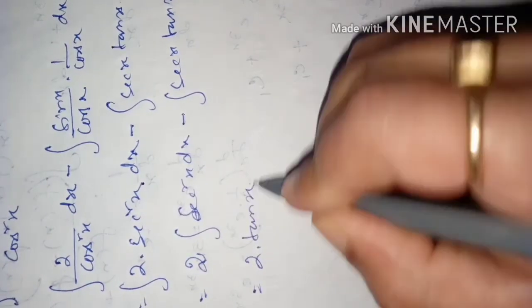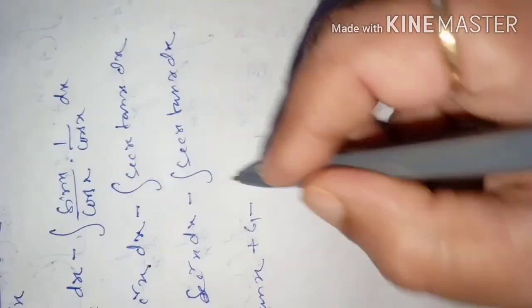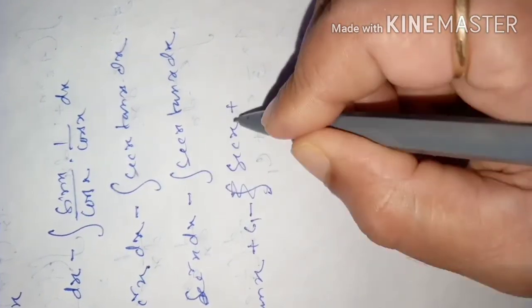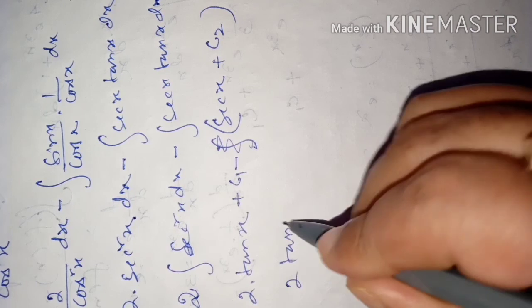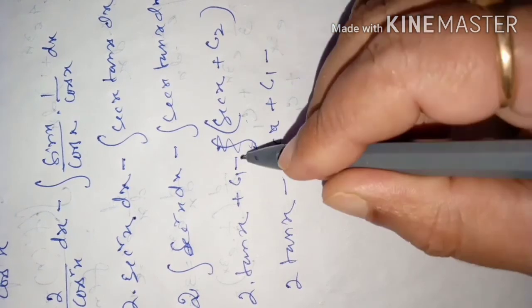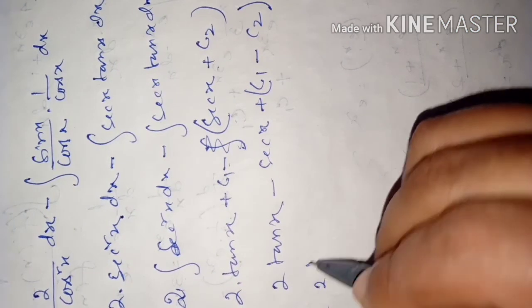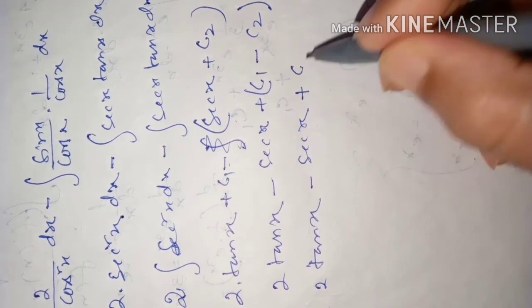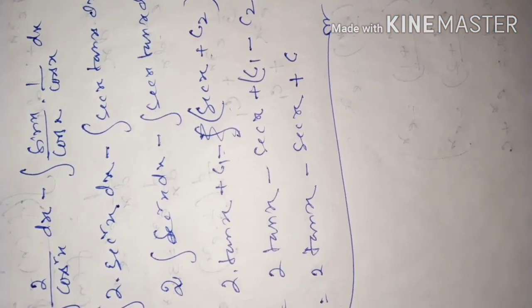So we get integration of sec square x, which as you know is tan x plus c1, minus integration of sec x tan x, which is sec x plus a constant c2. So now what we are getting is 2 times tan x minus sec x plus c1 minus c2. So this is 2 tan x minus sec x plus c, since c1 minus c2 is c. This is the antiderivative of the given expression.